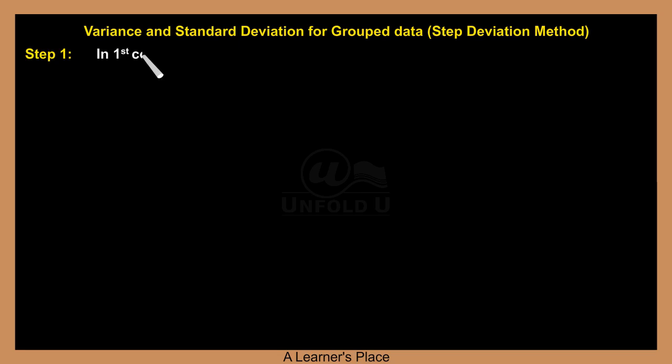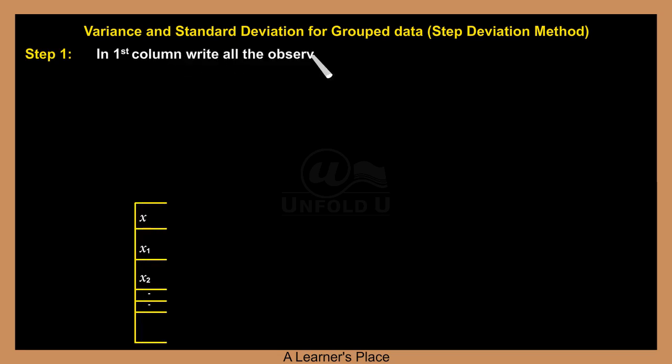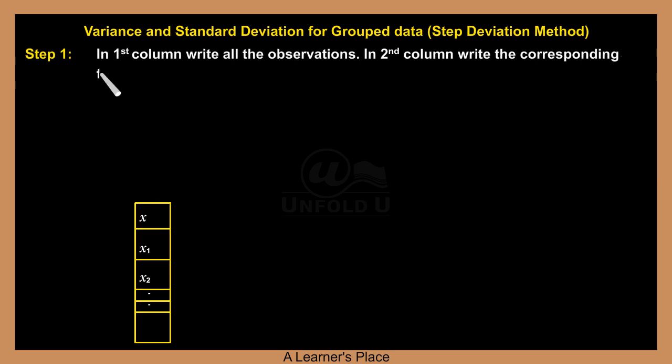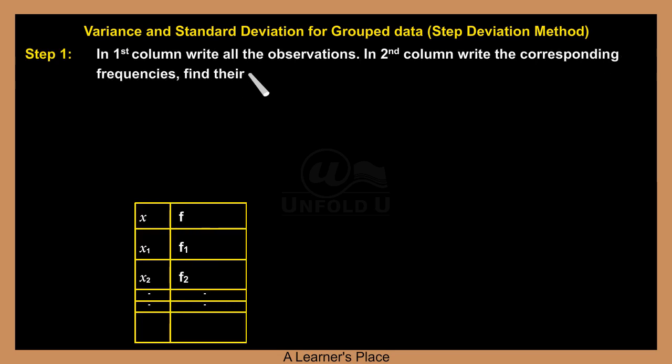Variance and standard deviation for grouped data. Step deviation method. Step 1. In the first column, write all the observations. In the second column, write the corresponding frequencies. Find their sum, that is, summation f is equal to n, and write it in the last row of the second column.